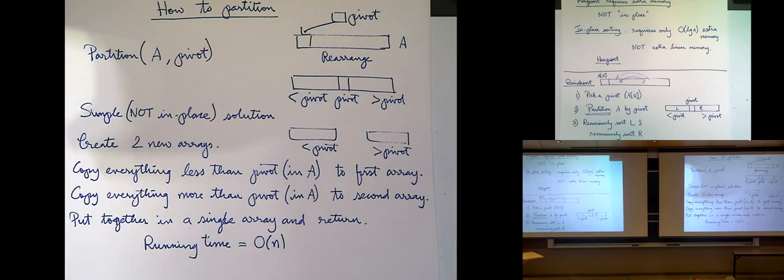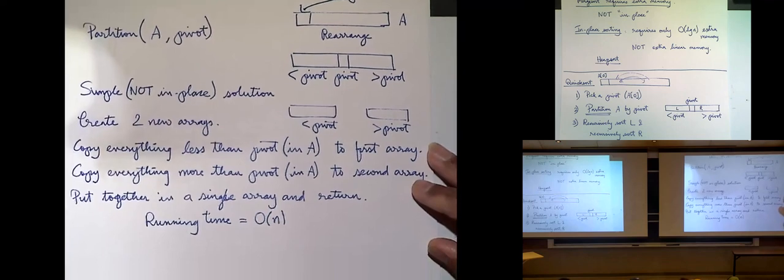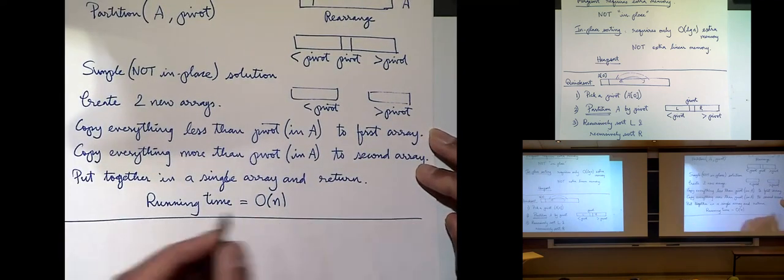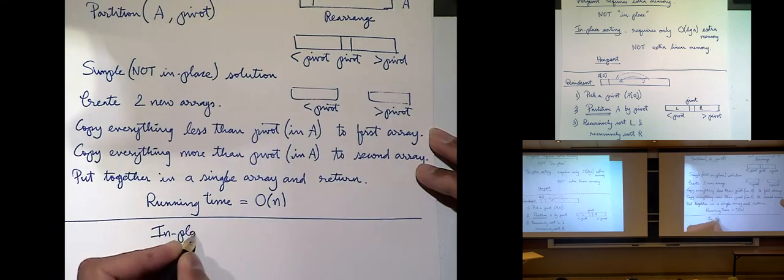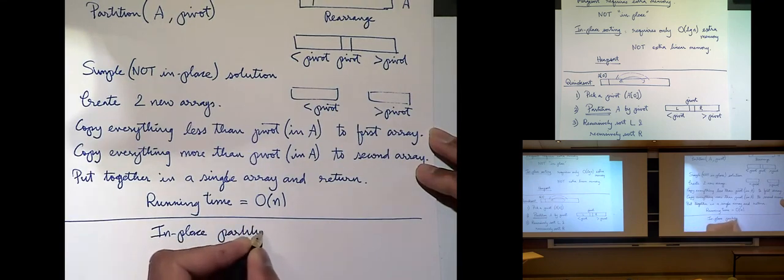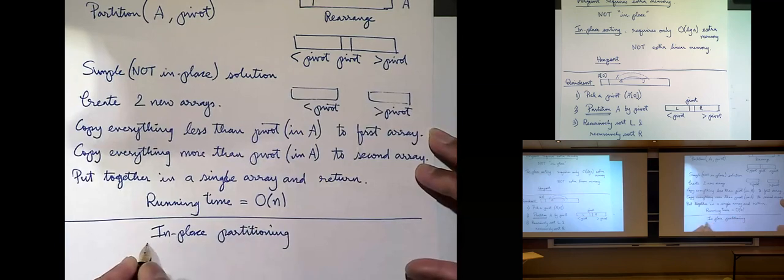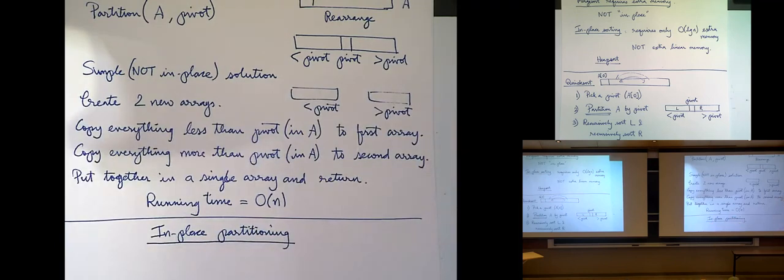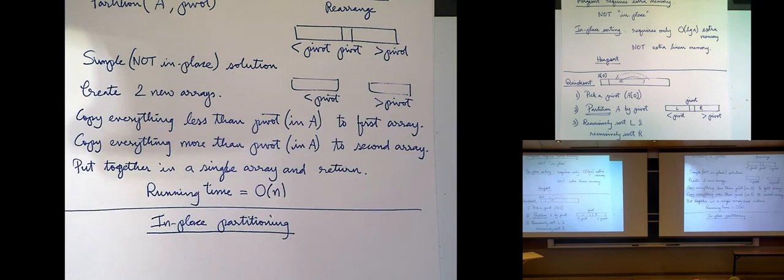Now, the problem is, in this whole discussion, we said we don't want to allocate more memory. That was the point of Quicksort, and our partitioning is allocating more memory. So what we want to now do is to partition in place, meaning partition without allocating more memory. Partitioning in place. Now this requires a little bit of cleverness. It's similar to using two pointers.